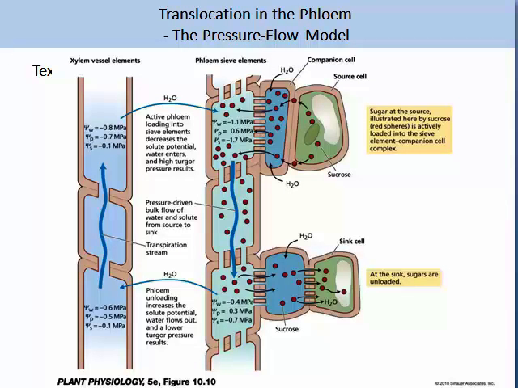The slide shows a visual representation of the pressure flow model. You will note the source cell, the companion cell, and the phloem sieve elements. You can follow the route that a sugar will take from the source cell, illustrated here as sucrose in red spheres, and how it is actively loaded into the phloem sieve elements. You will see the partial pressures involved in this process. If you then follow the solute down to its final destination, the sink, the sugars are unloaded and are then transported into the sink cell where they can be used or stored.